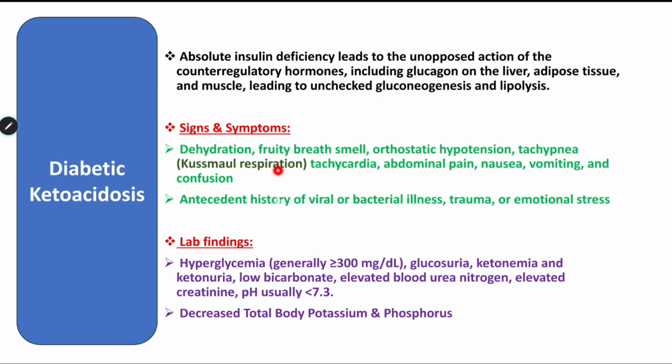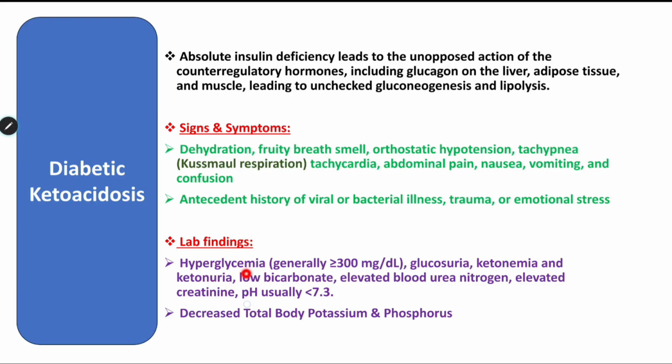And if you see a patient breathing like that, short, deep, rapid breaths, and with a fruity breath odor, it may be mostly type 1 diabetic ketoacidosis. Tachycardia, abdominal pain, nausea, vomiting, confusion, history of viral or bacterial illness, trauma or emotional stress can be the trigger for development of type 1 diabetes. And a lot of cases of type 1 diabetes are diagnosed for the first time because they present as diabetic ketoacidosis, and that is how they are diagnosed. That is why this history is very important.